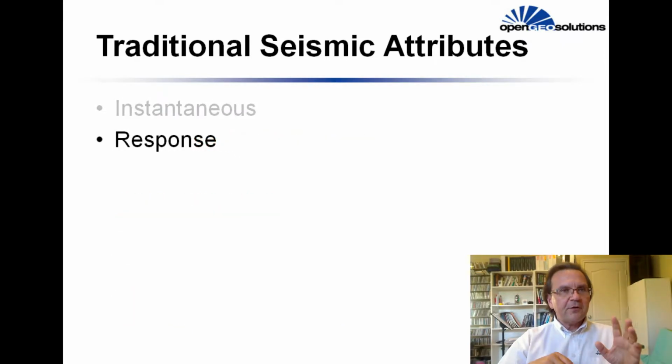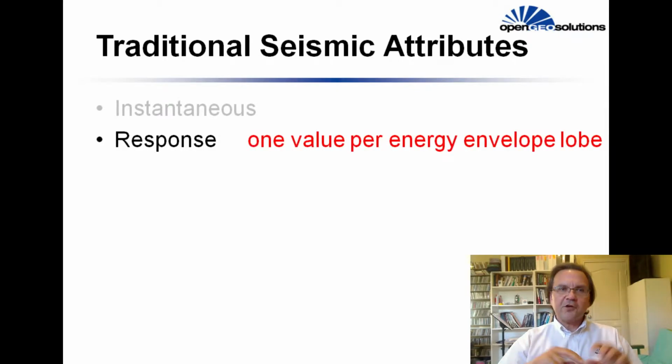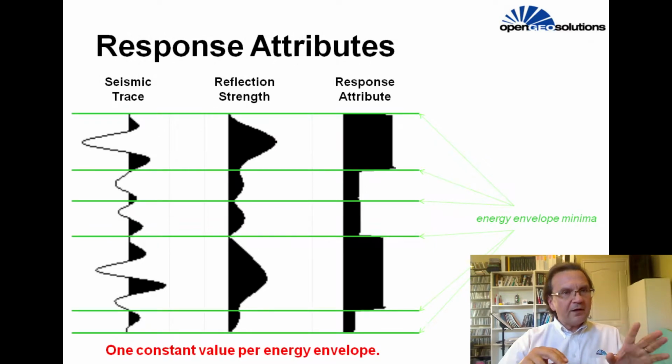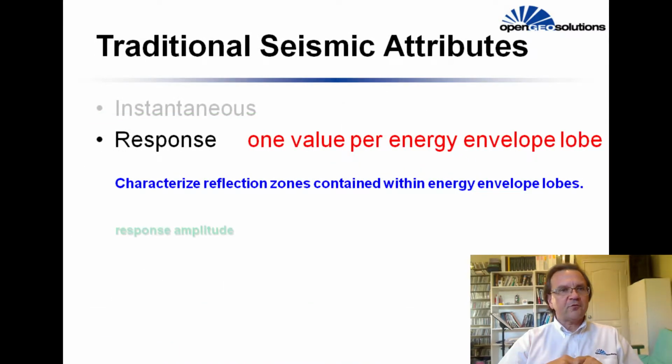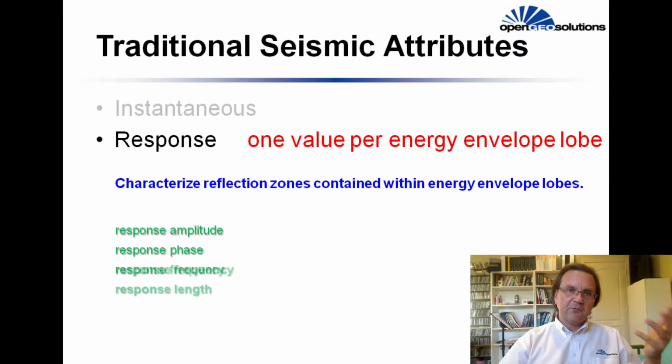Response attributes characterize simple reflection boundaries as well as complex reflection packets and zones. They do this by focusing on content on an energy envelope by energy envelope basis. Response attributes exhibit a blocky appearance because there is only one value obtained for each energy envelope lobe and it is returned as a constant for the entire time width of that lobe, from trough to trough. Attributes in this category include response amplitude, response phase, response frequency, and response length.